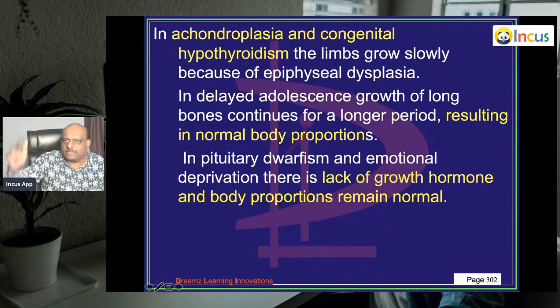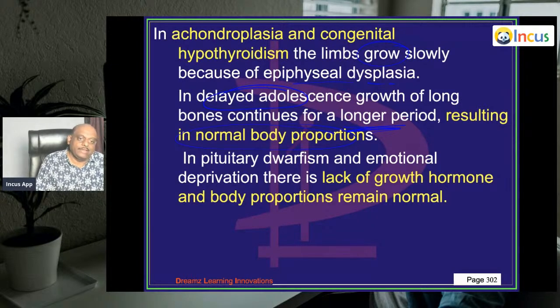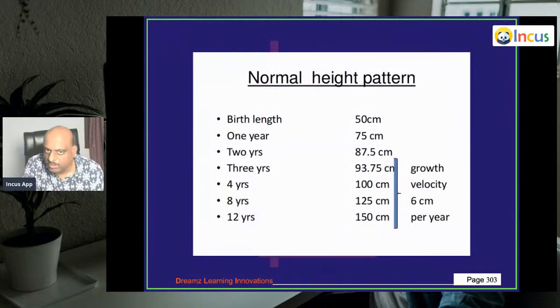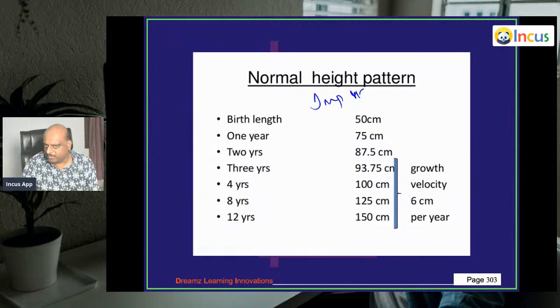In achondroplasia and congenital hypothyroidism, both, the limbs will grow slowly because of epiphyseal dysplasia. Whereas in delayed adolescence, growth of the long bones will continue for a longer period, so the body proportion is normal. In pituitary dwarfism and emotional deprivation, there is no growth hormone, but the body proportions are normal. So first of all, this is one important MCQ you should remember, doctor. Sure short question.